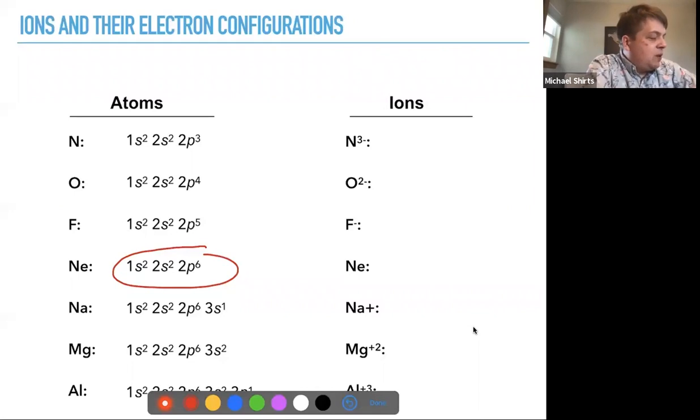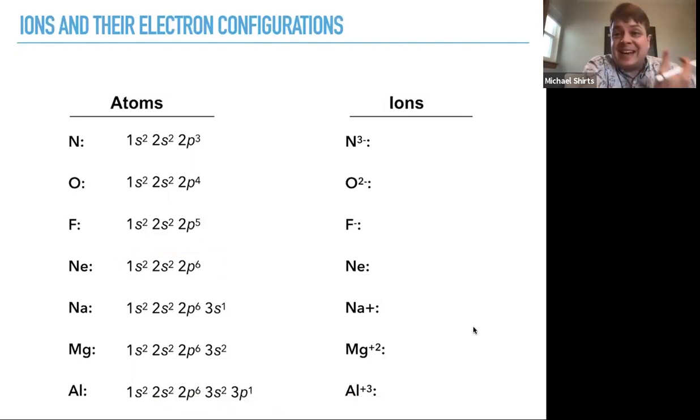Then we start looking at, what about sodium? We remember sodium plus 1 a lot. Well, that'll drop down to lose its 3s electron. That's the one that'll come off because it's in n equals 3. It's bound less tightly than the others.